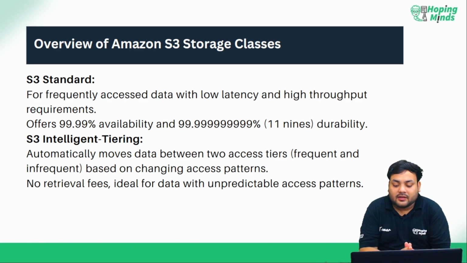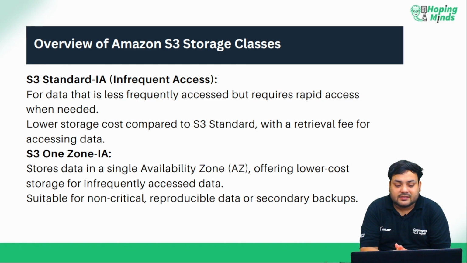If you have data with a very unpredictable nature, or an unpredictable access pattern, then we can use S3 Intelligent-Tiering. It has two tiers, and we can switch the data between these two tiers as per our need. Now the next thing is S3 Standard-Infrequent Access.